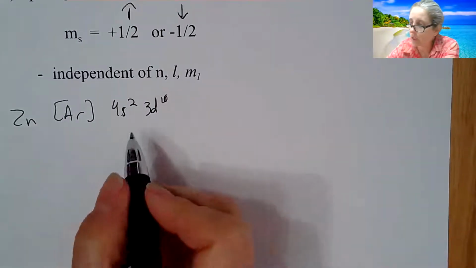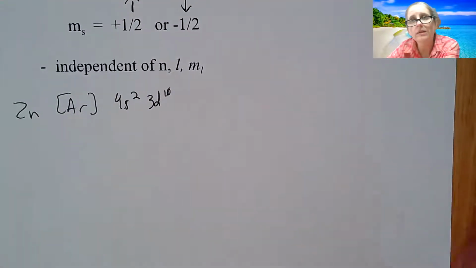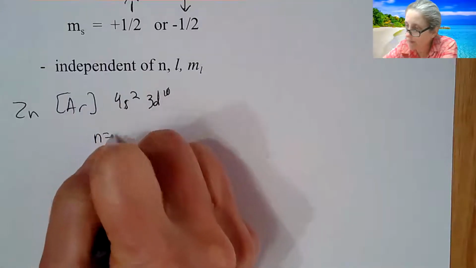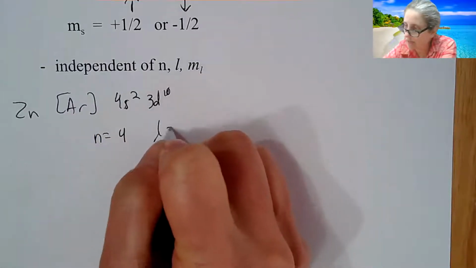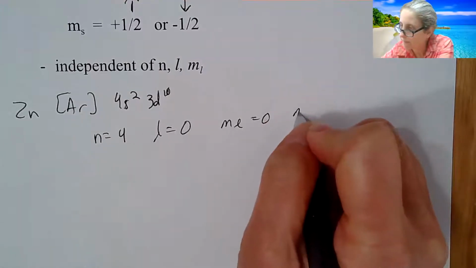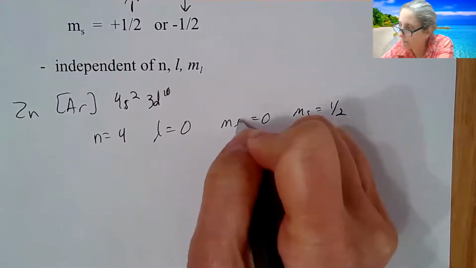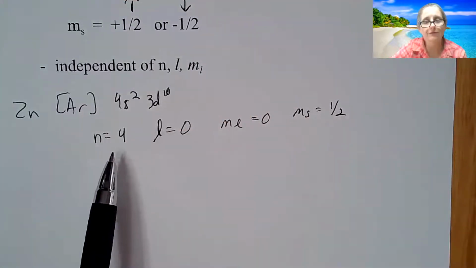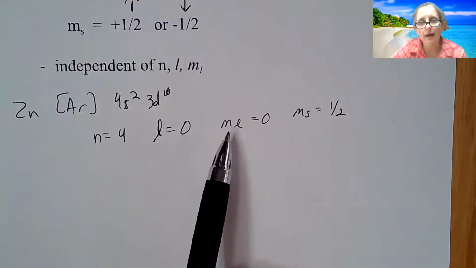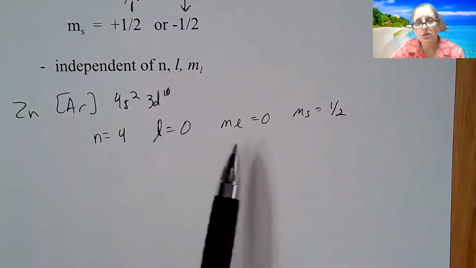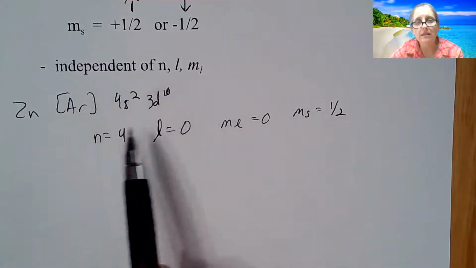All right, so if I gave you a series of quantum numbers, could you tell me if they are applicable to the electrons here? I'm going to write down the following set of quantum numbers. All right, so I put n of 4, l of 0, ml of 0, and ms of 1/2. Is that legitimately an electron in this configuration?